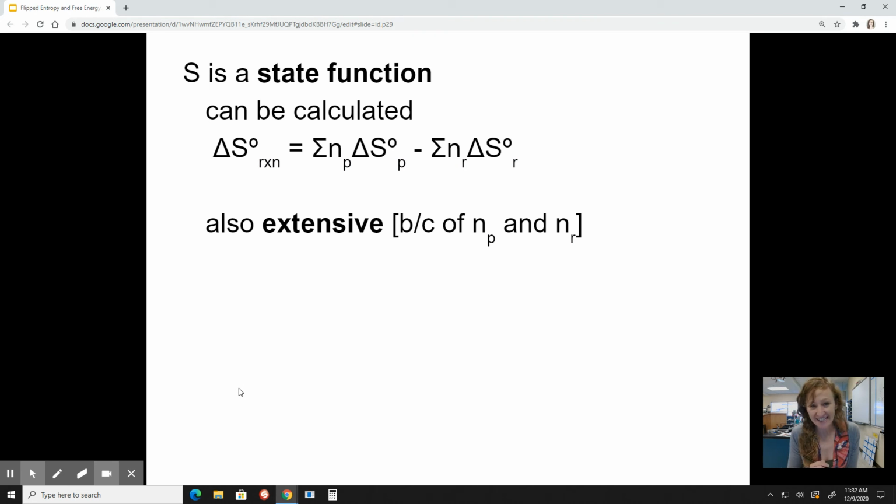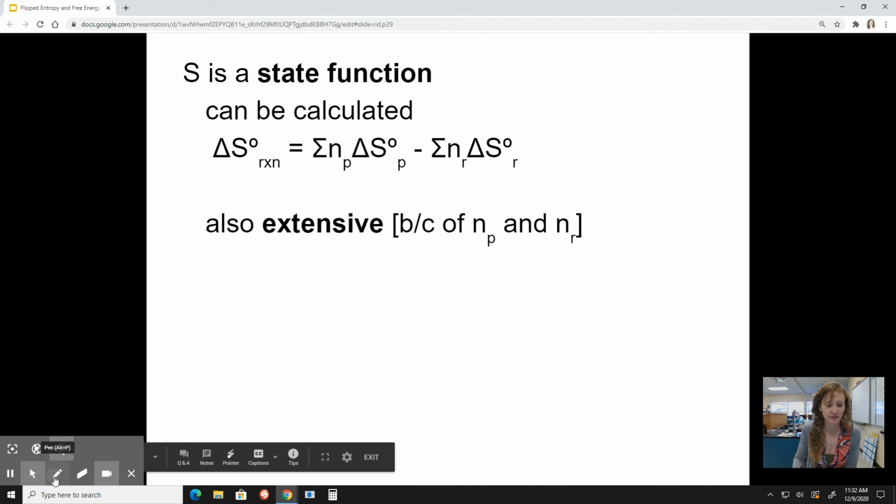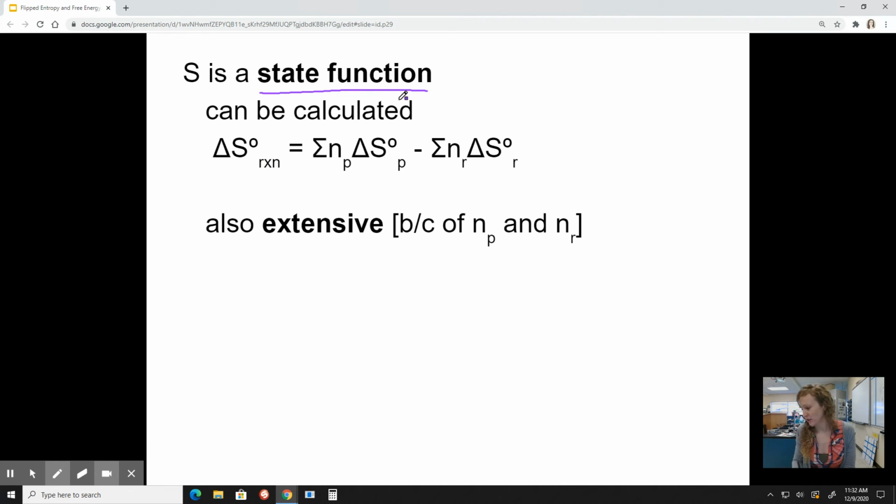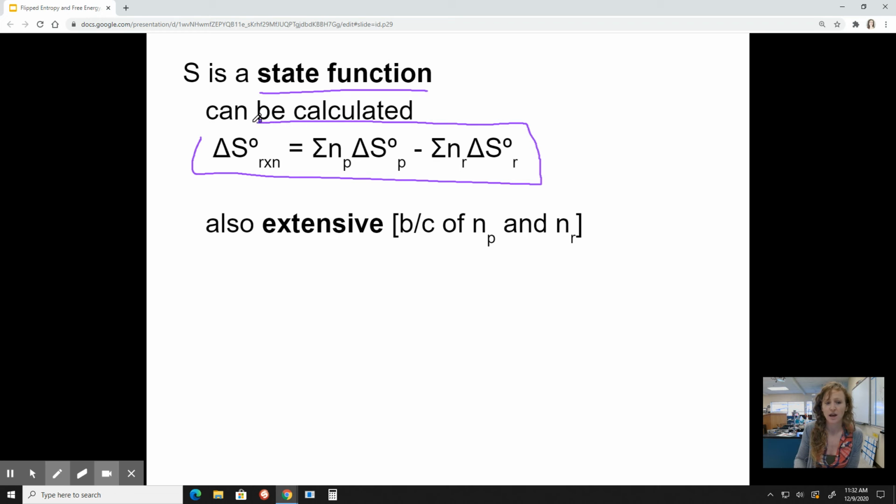If you loved Hess's Law, you are in luck because we are about to go through Hess's Law, basically, with entropy and also free energy. So both of these things are state functions. Entropy is a state function, free energy also a state function. And so you can calculate the total entropy of the reaction and the total free energy of the reaction very similarly to how we used Hess's Law to calculate the change in enthalpy of a reaction.